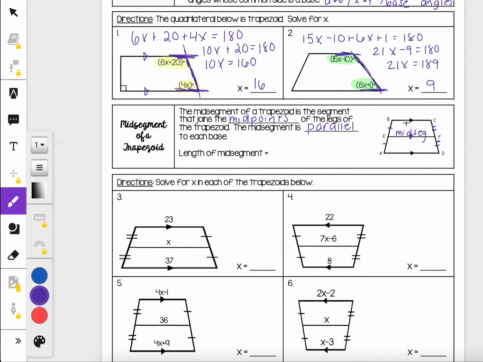Now, if I wanted to find the length of that midsegment, I'm going to take the first base and add that to the second base and then divide by 2. So the length of the midsegment is going to be base 1 plus base 2 divided by 2. Okay?